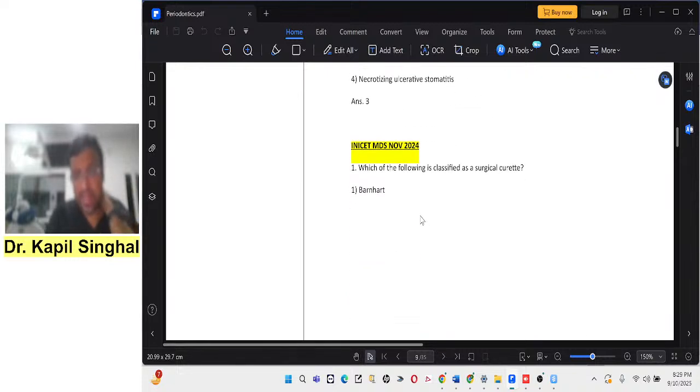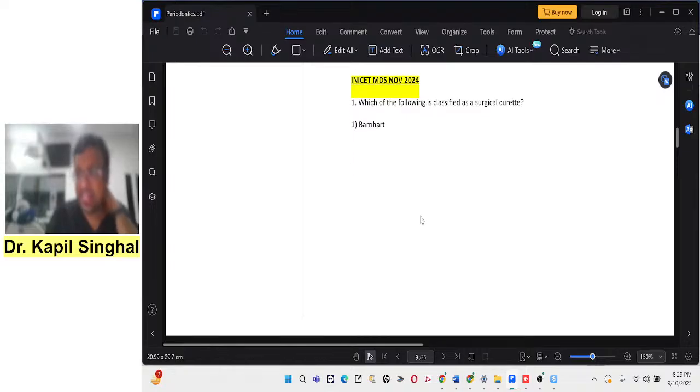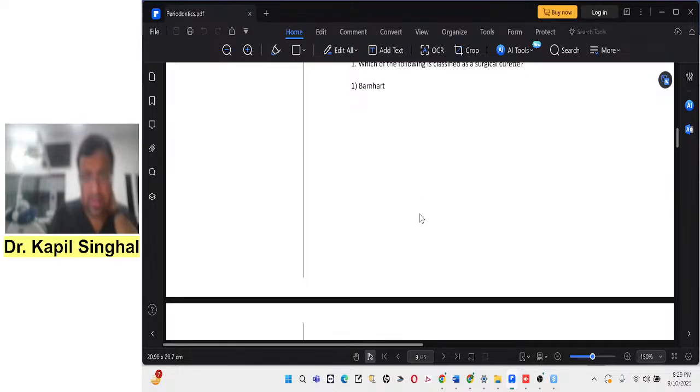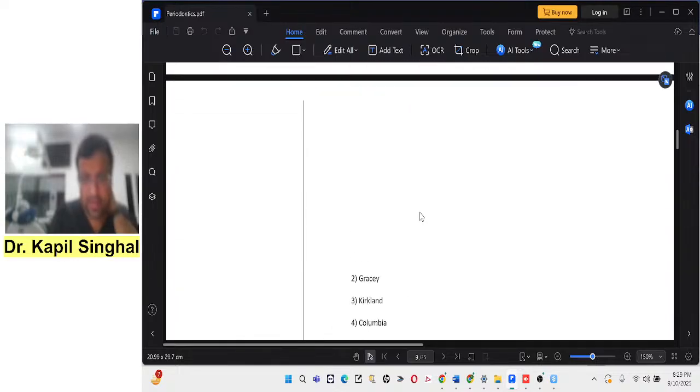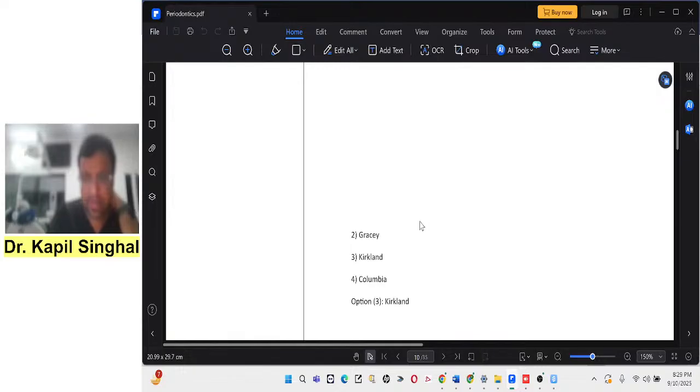Next question. Which of the following is classified as a surgical curette? Barnhart's is not a surgical curette. Gracey is not a surgical curette. Kirkland and Orban's are surgical curettes. So the answer here would be Kirkland's knife.